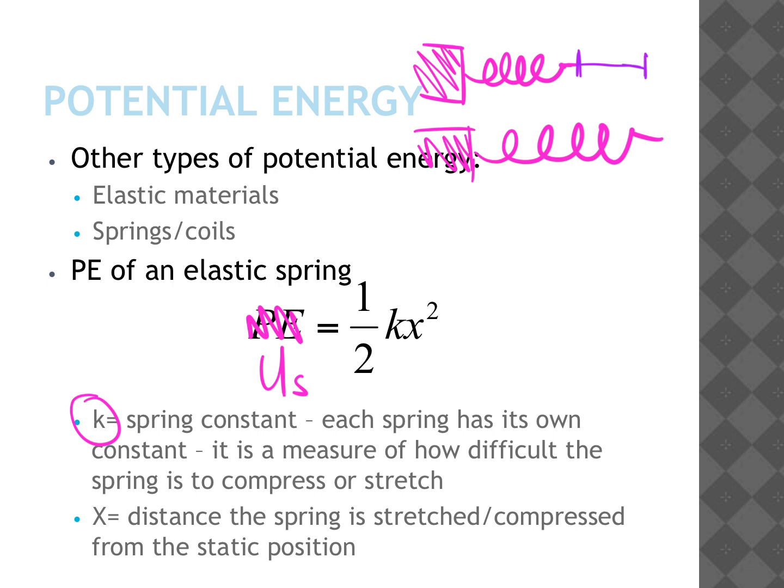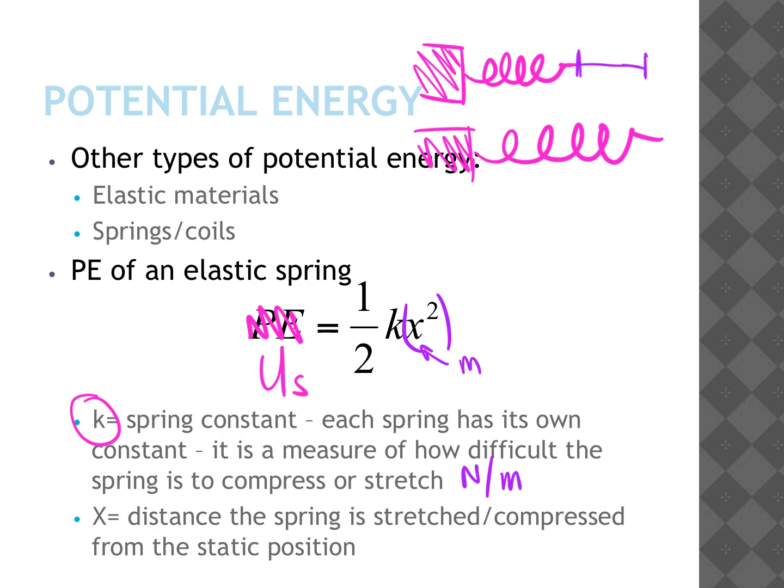A lot of times that X value will be given to us in centimeters because you don't stretch meters very often. So that has to be converted because we do want X to be in meters. The X value is squared, so we want that in meters. The K value is measured in newtons divided by meters.